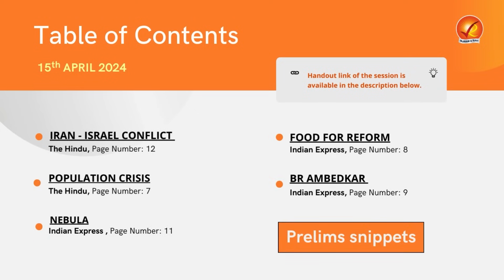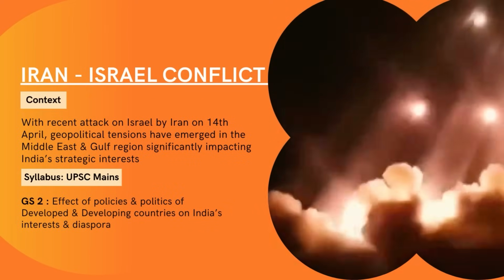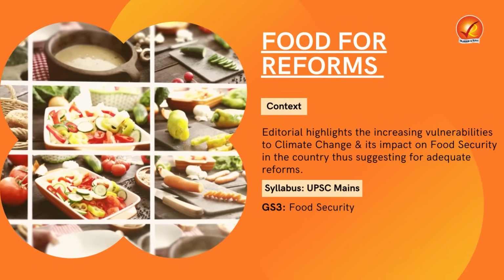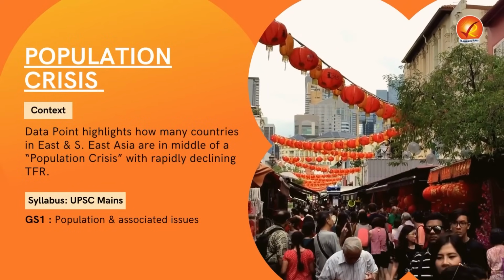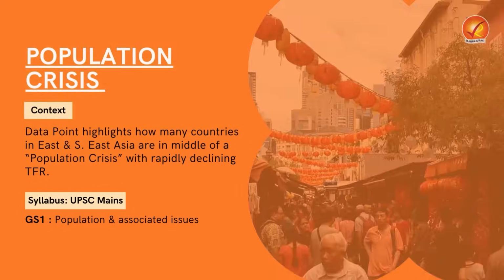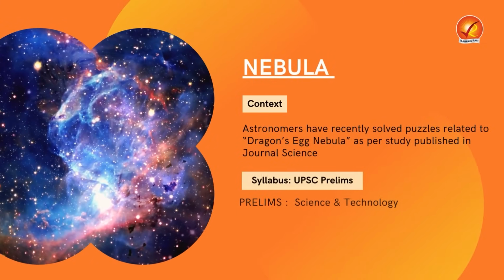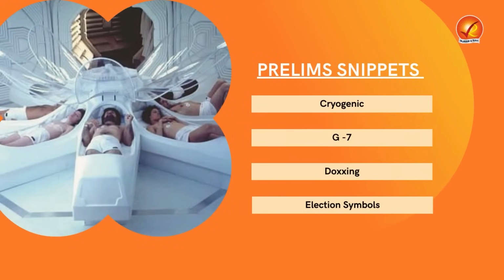In today's video, we will discuss 5 important topics as featured in the Hindu and Indian Express for your larger understanding of current affairs. The topics are as follows. In the first article, we will read about the ongoing conflict between Iran and Israel and its impact on India's interest. Then in the second article, we will inquire about the prevailing issue of food insecurity and provide some suggestive measures. Then in the third article, we will examine the declining total fertility rate in Asian countries. In the fourth article, we are going to read about the father of Indian Constitution, B.R. Ambedkar, and then in the fifth article, we will read about a cosmic phenomenon called nebula. Towards the end, there will be news snippets especially curated for the upcoming prelims examination, so stay tuned.